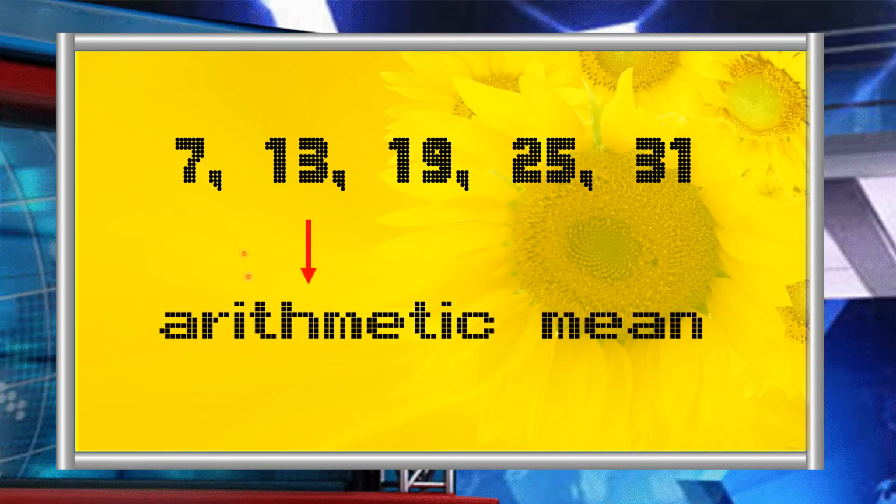Example, pwede naman na ang 13 ang ating maging arithmetic mean if we are referring to the numbers 7 and 19. Meaning, again, 13 is in between 7 and 19. Therefore, with these two numbers, 13 is our arithmetic mean.